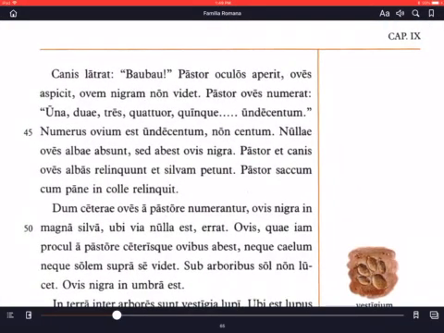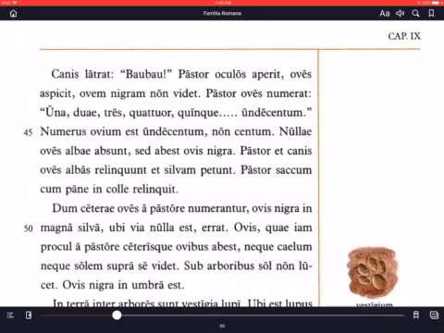Canis latrat, the dog shouts, bow bow. So that's an onomatopoetic word, just like bow wow in English. Pastor oculos aperit, the shepherd opens his eyes. Ovis aspicit, he looks at the sheep.